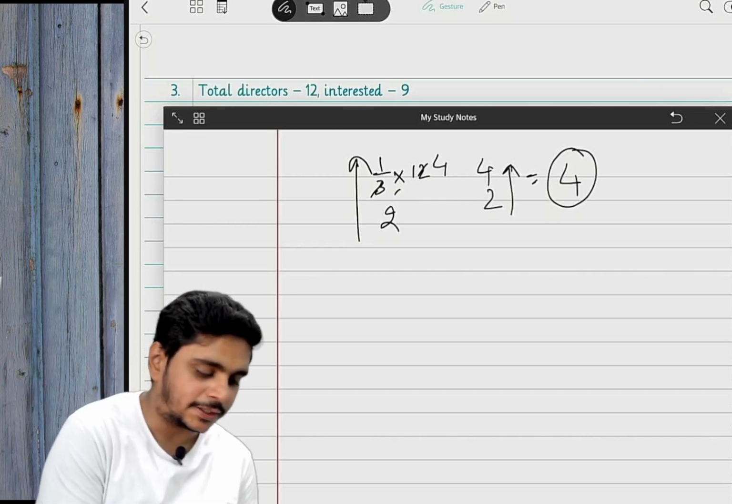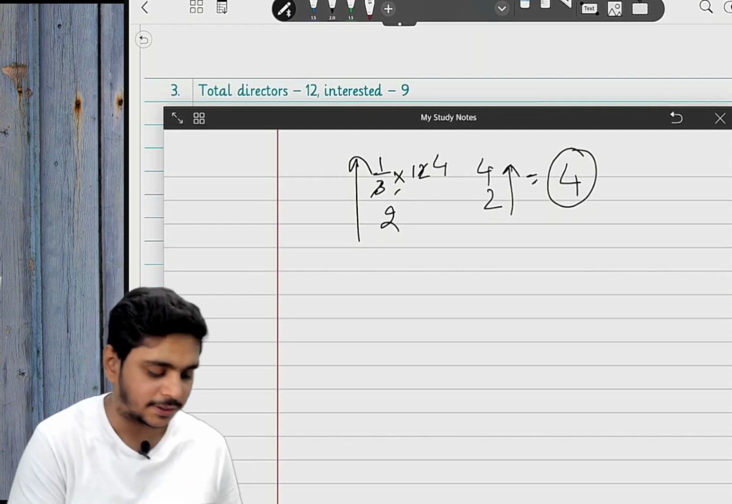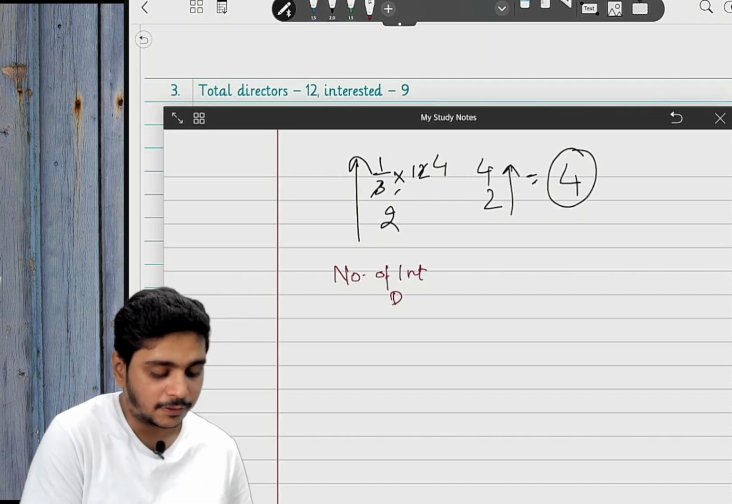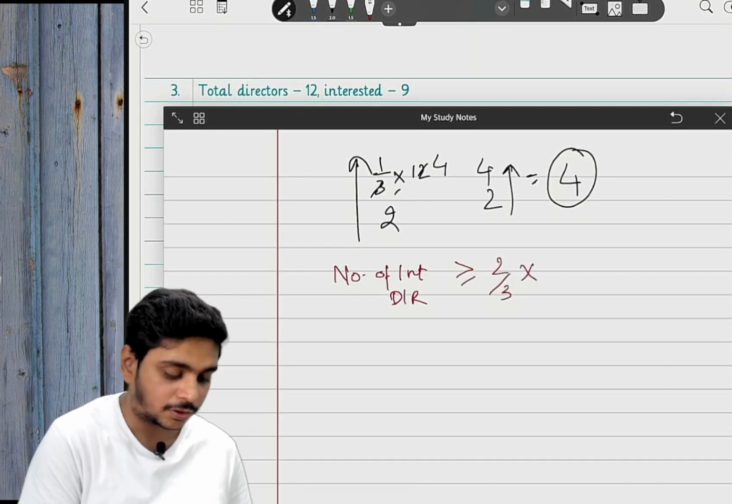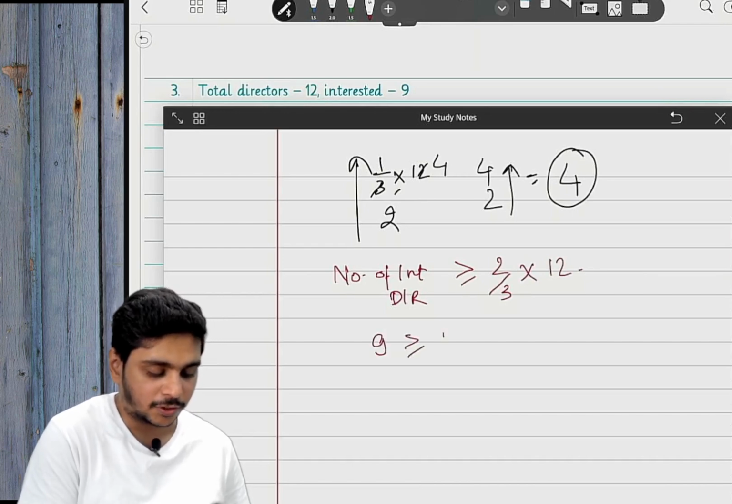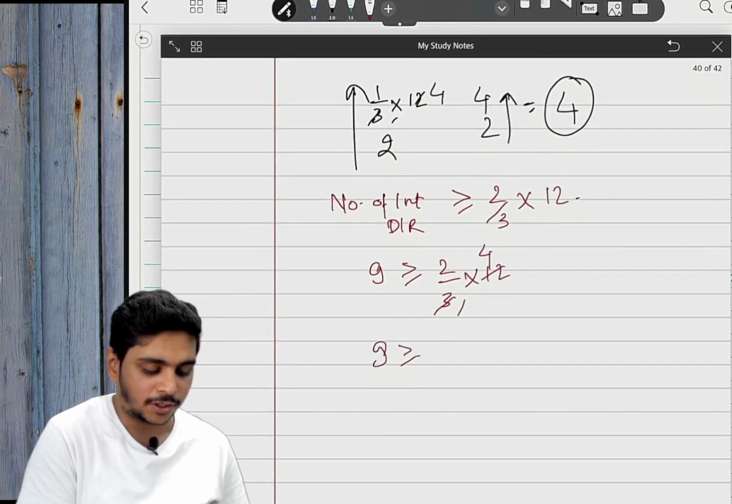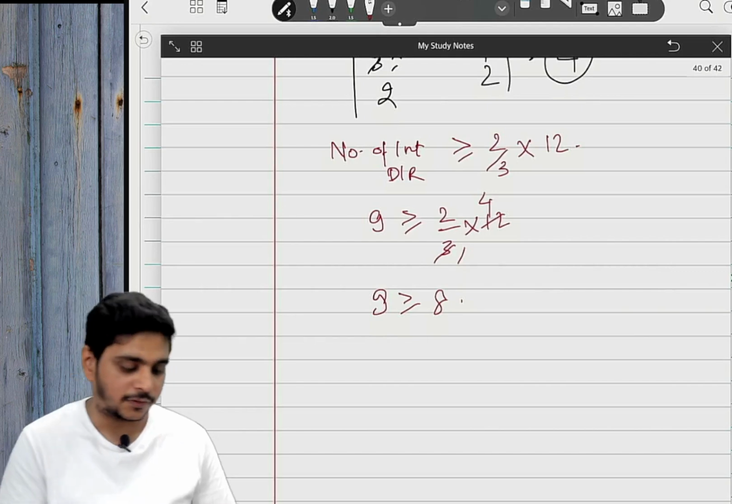Total directors are 12, interested are 9. The question may involve interested directors. It says if the number of interested directors is more than or equal to 2/3 of the total. Interested directors are 9, which should be more than or equal to 2/3 of the total. 2/3 of 12 is 8. So 9 is more than or equal to 8, condition satisfied. So we'll go for special quorum.